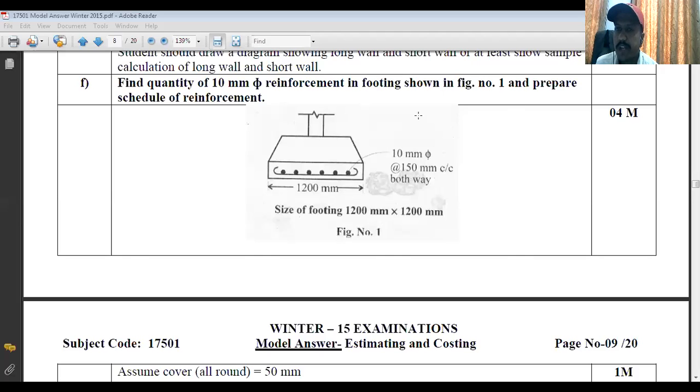Good afternoon, students. Welcome to the next session on our subject, that is engineering, economics, estimation, and costing. In today's session, we are going to discuss the bar bending schedule of a column footing.